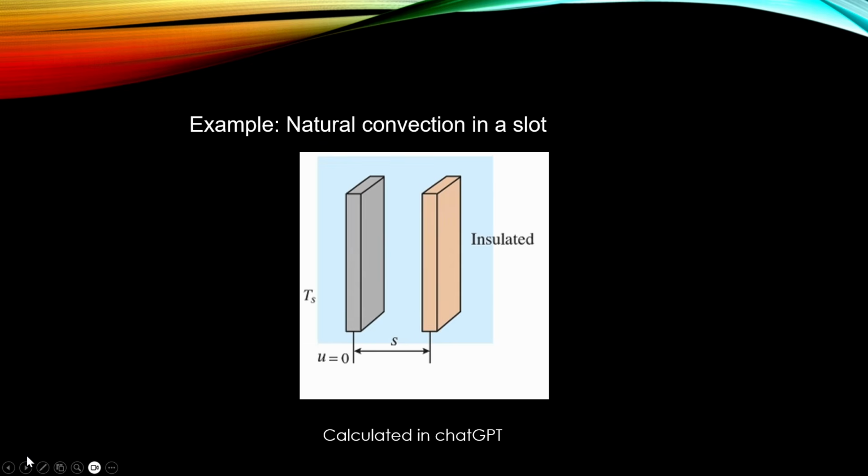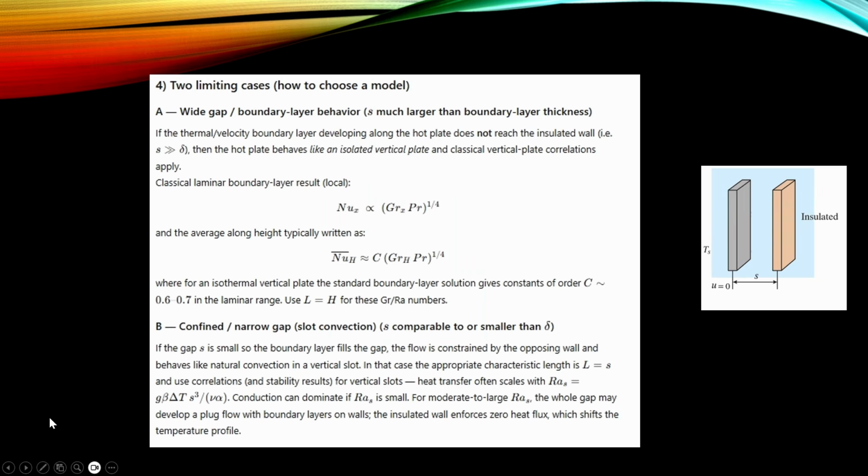Here is an example of natural convection in a vertical slot. In this picture on the right side we can see our plates. This left one is heated and this right one is insulated, and there is a gap S between those plates. And now we can separate two different situations depending on this distance S.